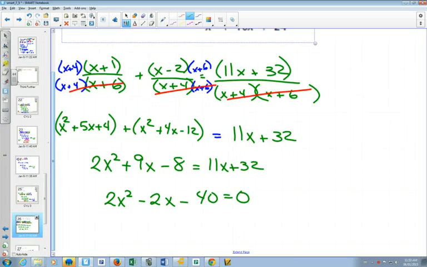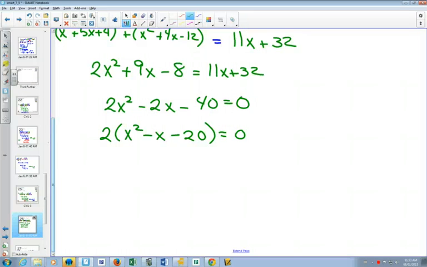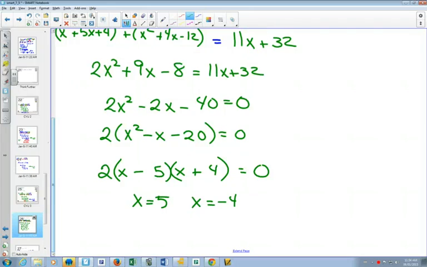And we have to factor. Now I see that there's a 2 in common. I can factor out the 2. Some people like to divide both sides by 2 instead of factoring it out. That does the same thing. But I'll just factor it out for now. Has to be x and x, 20, 5 and 4, 5 negative, the 4 positive, so x is equal to 5 and x is equal to negative 4.